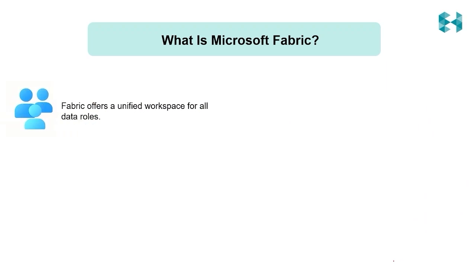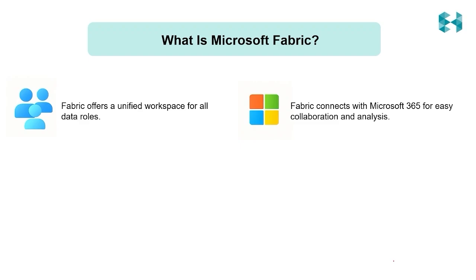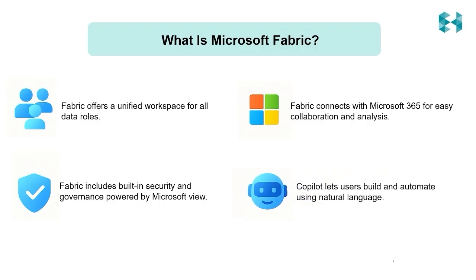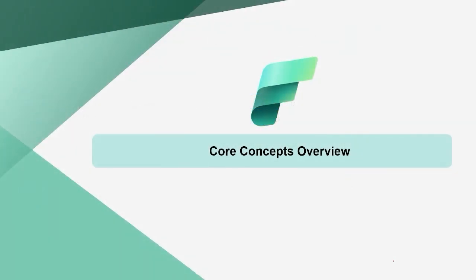Fabric also gives data engineers, analysts, and data scientists a unified workspace with pipelines, notebooks, machine learning models, and real-time analytics. For business users, Fabric connects directly with Microsoft 365, making collaboration easier. It also includes built-in security and governance using Microsoft Purview. And with Copilot, Fabric's AI assistant, users can write SQL, clean data, build reports, and automate workflows just by describing what they need. Now, let me break down the essential concepts you must understand.